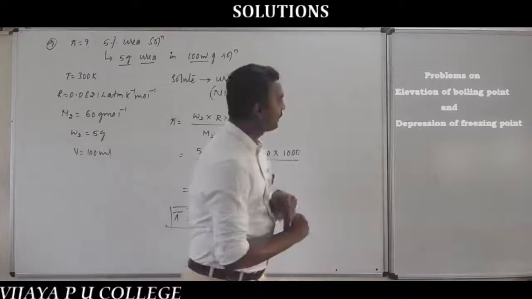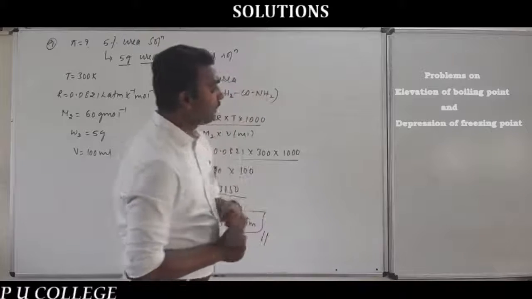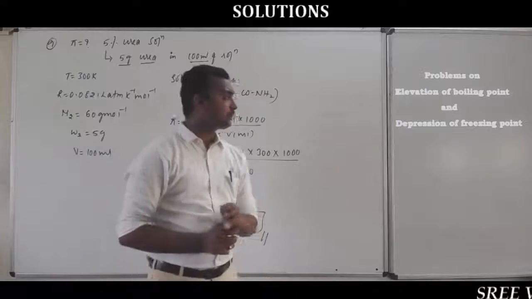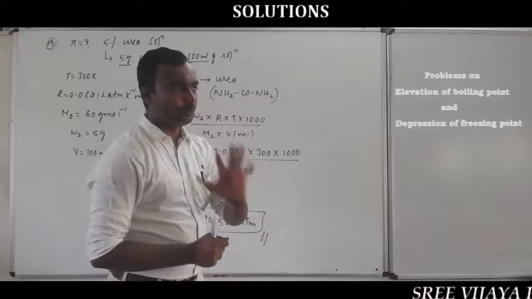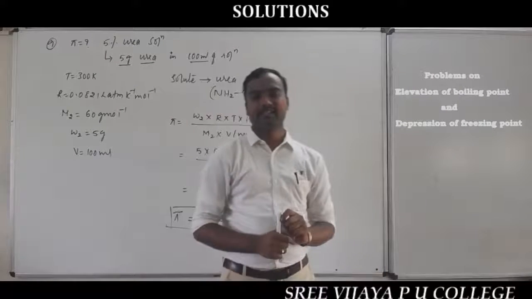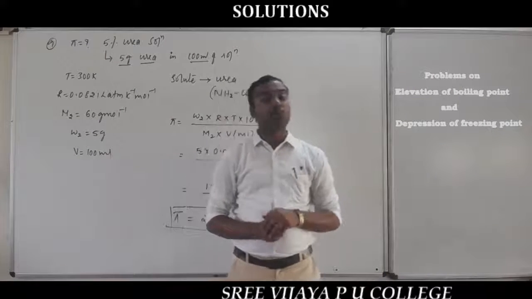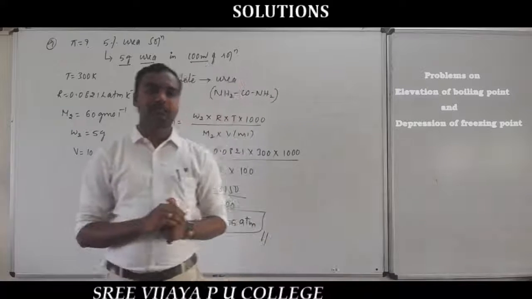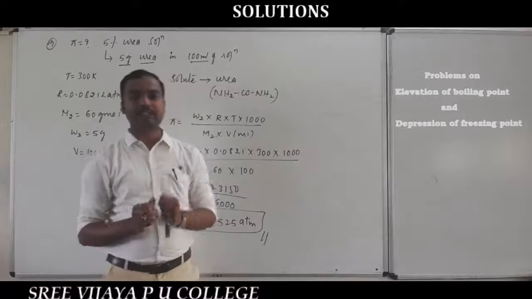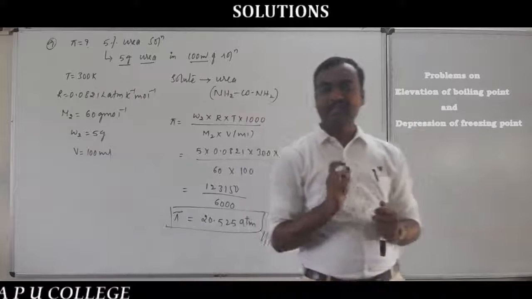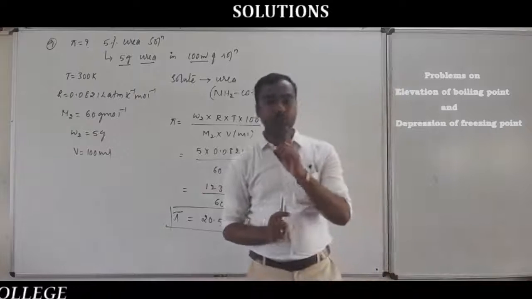Now I move to the next problem, that is problems on elevation of boiling point and depression of freezing point. Before that you have to remember the formulas. Delta TB, that is elevation of boiling point, is equal to Kb into molality. Molality is nothing but the number of moles of solute dissolved in 1 kg of solvent. Molality is equal to W2 into 1000 divided by M2 into W1 in grams.